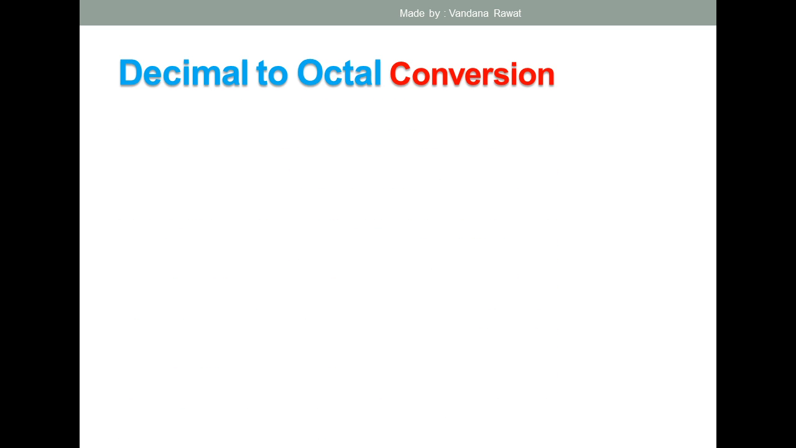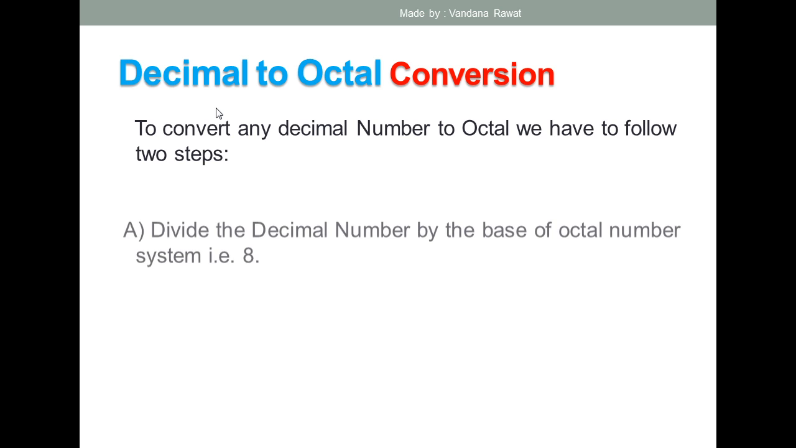Now come to the next conversion, that is how to convert any decimal number into the octal number system. Once again, the rules for converting any decimal number into octal are the same as decimal to binary, but with one change: if you are converting any decimal number into any other base, then obviously you have to take that base to divide the decimal number. So these will be the steps for it.